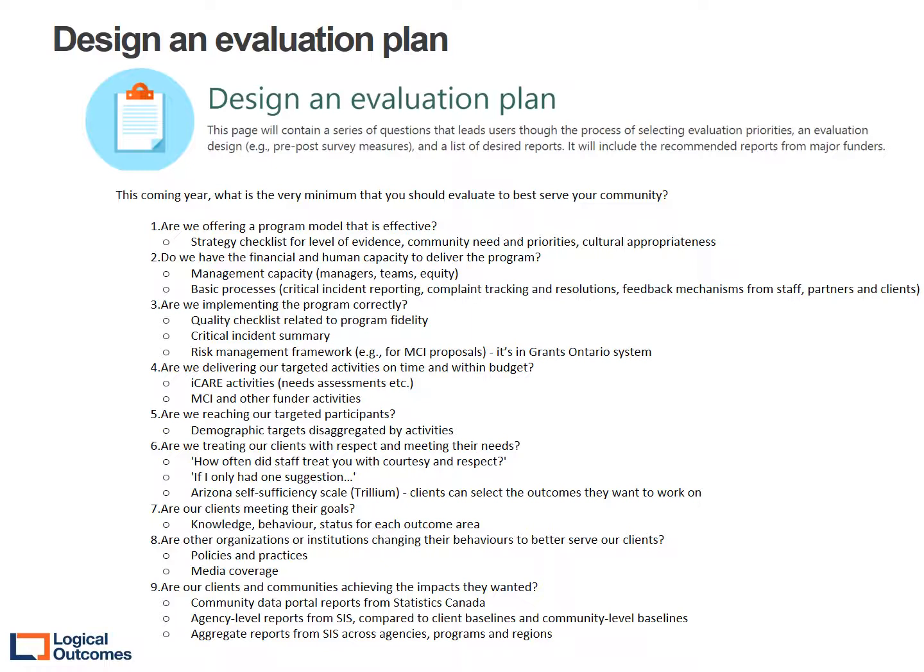Number seven, question seven, are your clients actually meeting their goals? And for that, we want to offer indicators around knowledge, behavior, and status for each outcome area. So if it's employment, do they have the knowledge to write a resume or to carry out an interview? Do they have the knowledge around the local labor market and so on? Behavior, how are they sending out applications? And status, are they actually employed? And we're developing a number of questions for each outcome area in those levels of knowledge, behavior, and status.